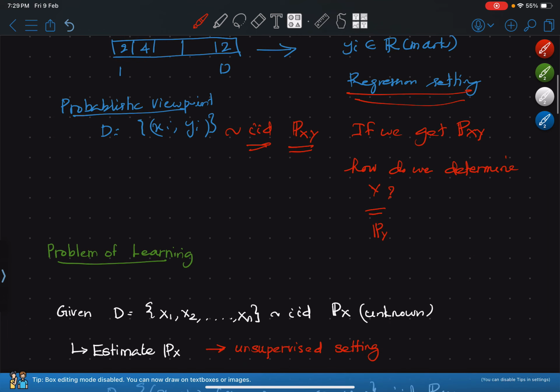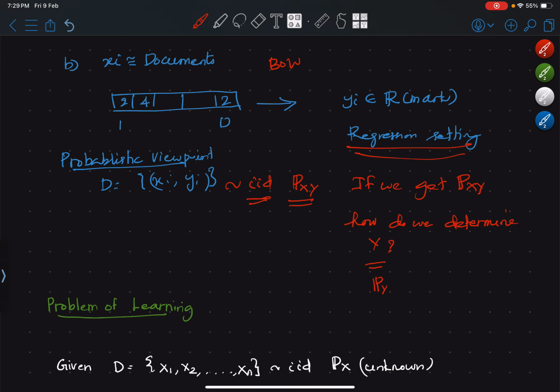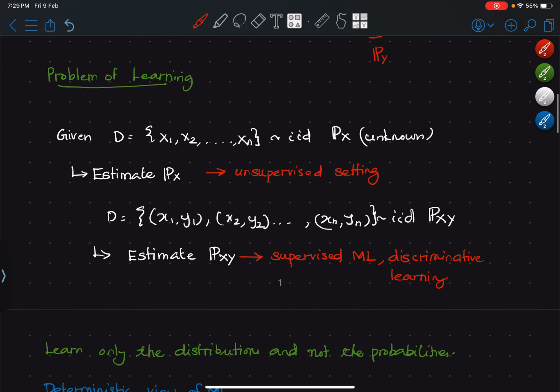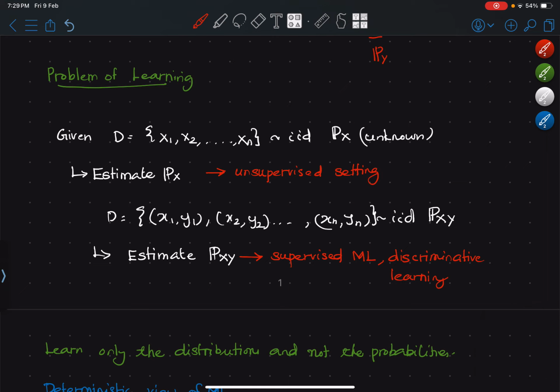So we understood what we have in hand right now, and now we have to define the problem of learning. We have data sampled IID from Px or Pxy. Here is a difference in the setting. There's no major mathematical difference, but as far as the application of the problem is concerned, there's a slight difference: the unsupervised setting and the supervised machine learning setting.